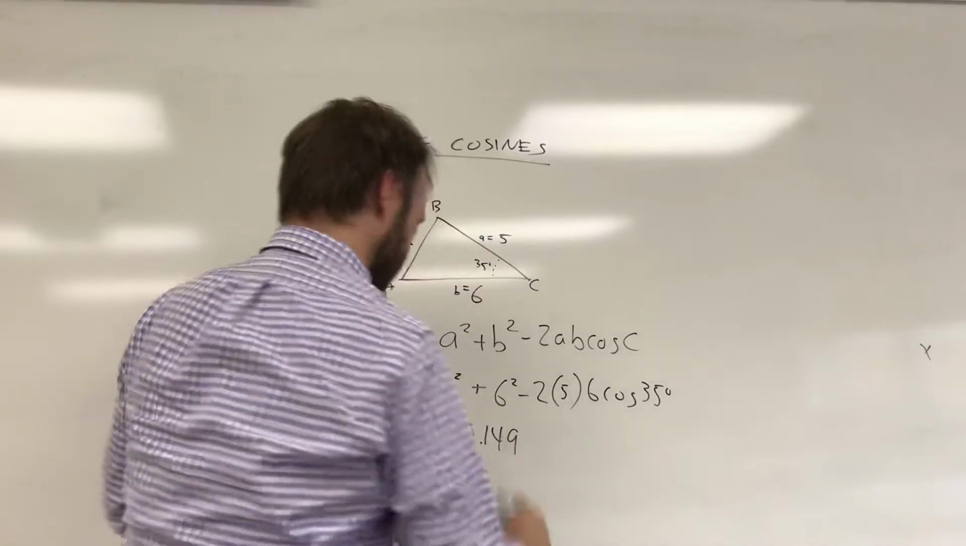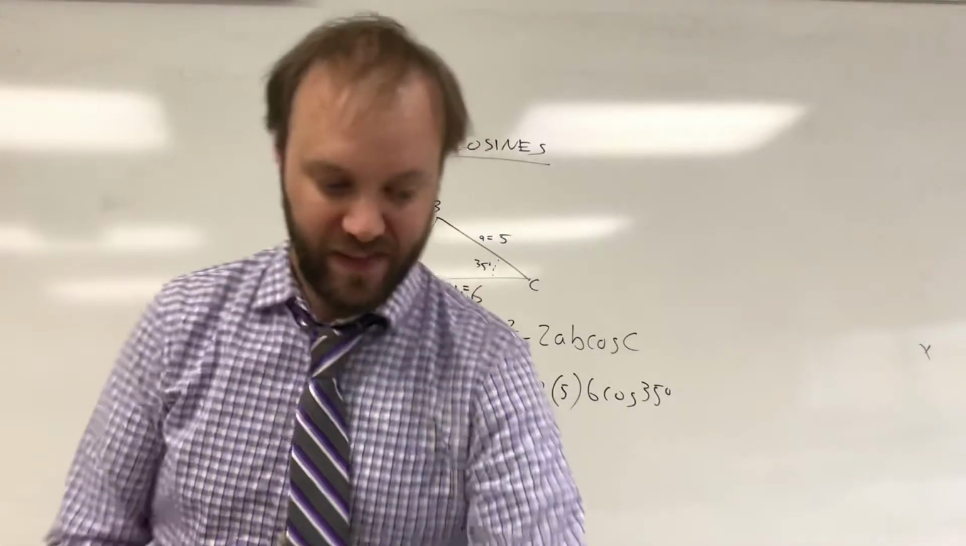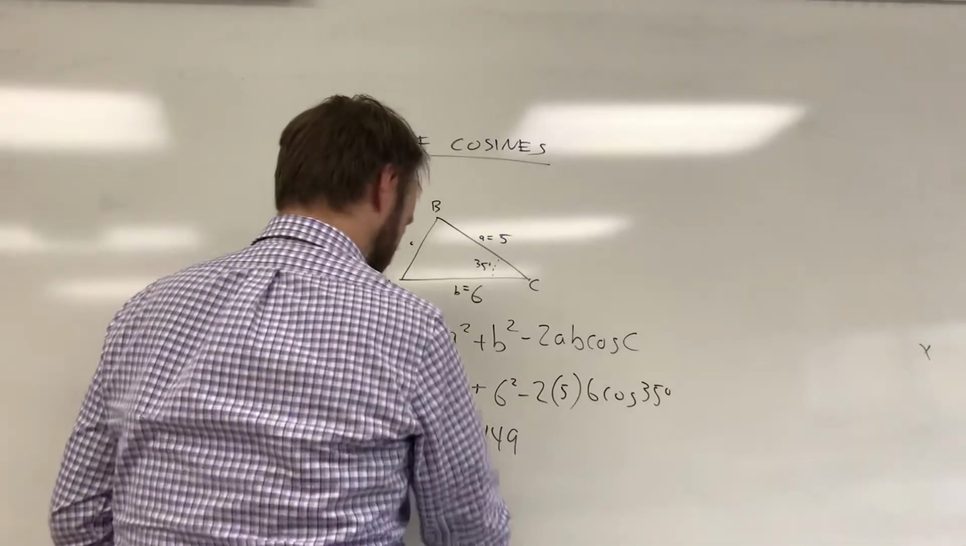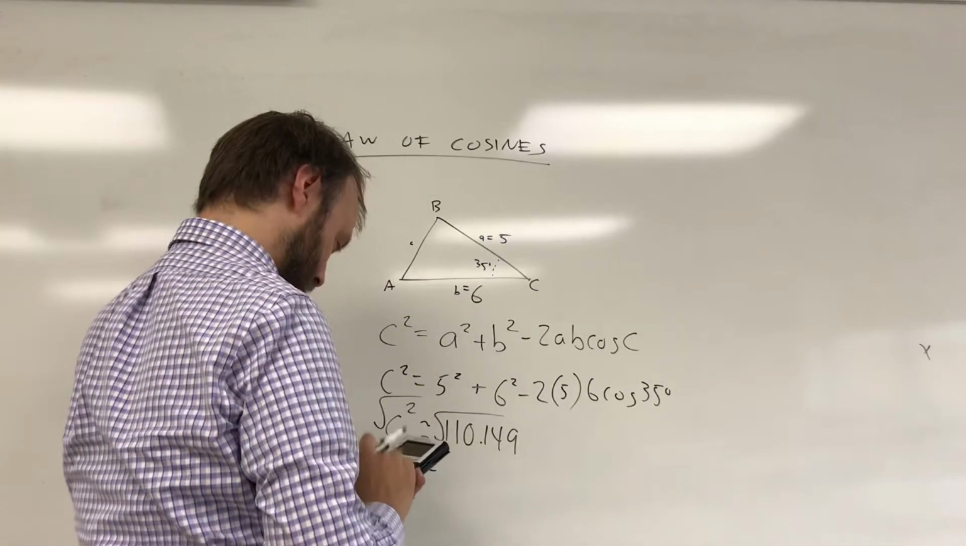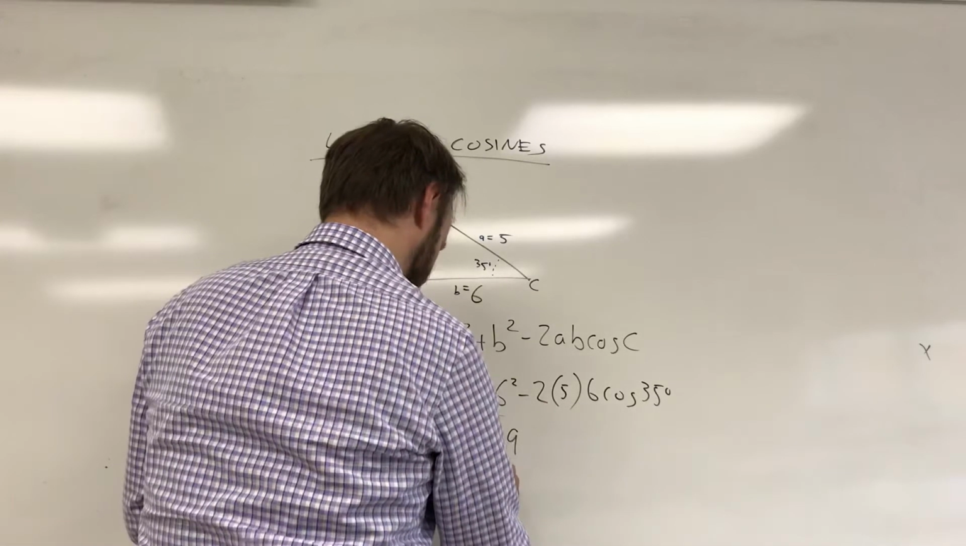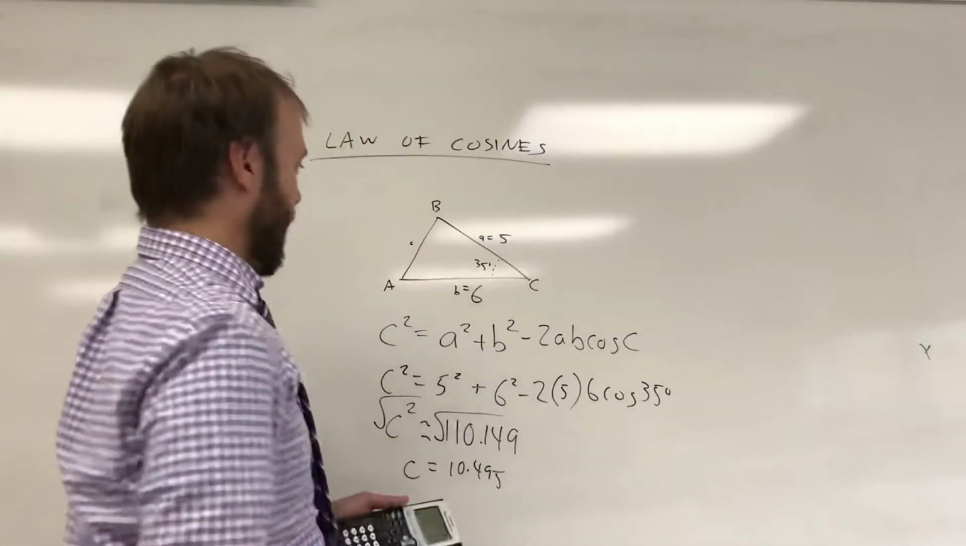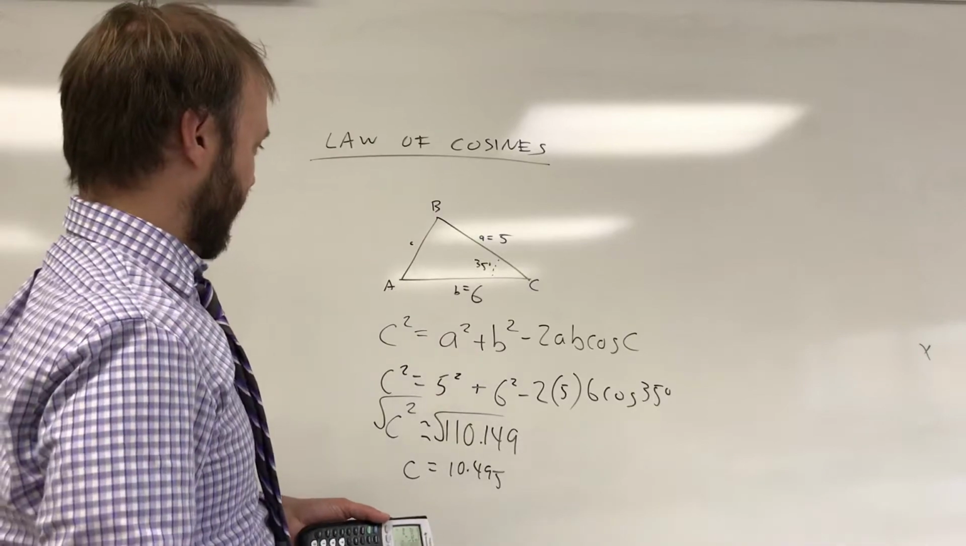But be careful, that's equal to c squared. So like the Pythagorean theorem, I'm going to take the square root of both parts, and c is going to be approximately, looks like about 10.495, okay? And anyway, that's our missing side here.